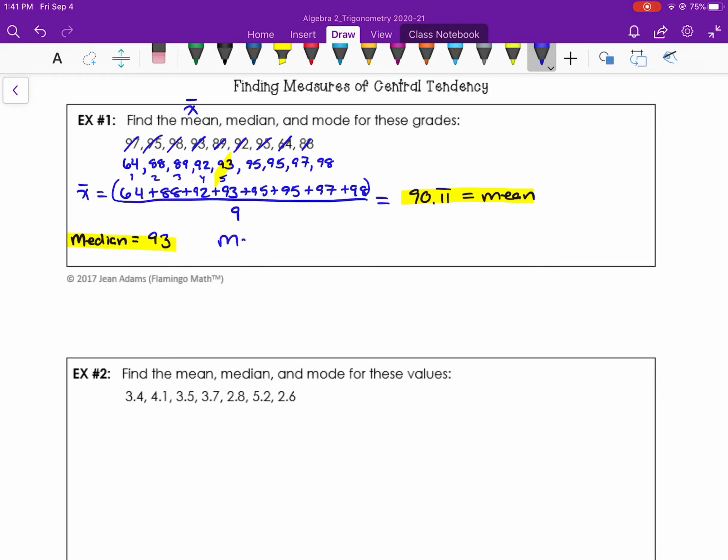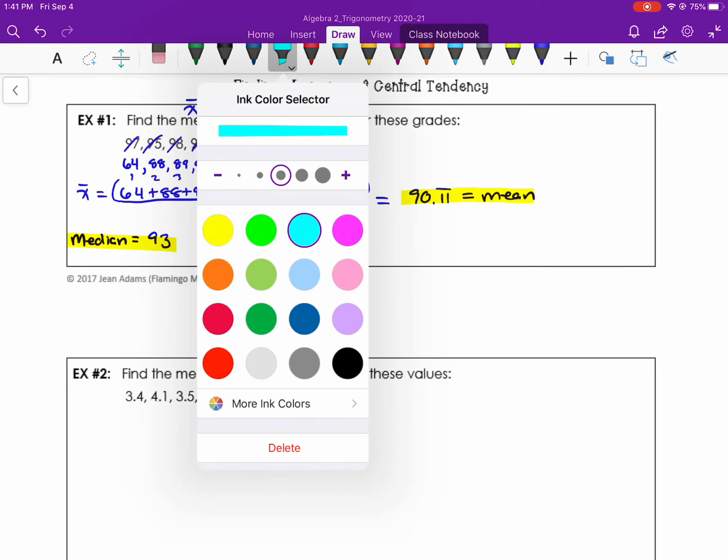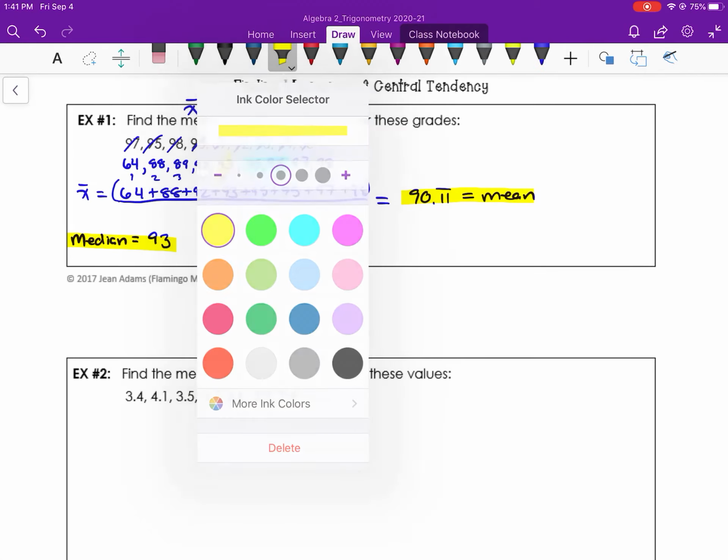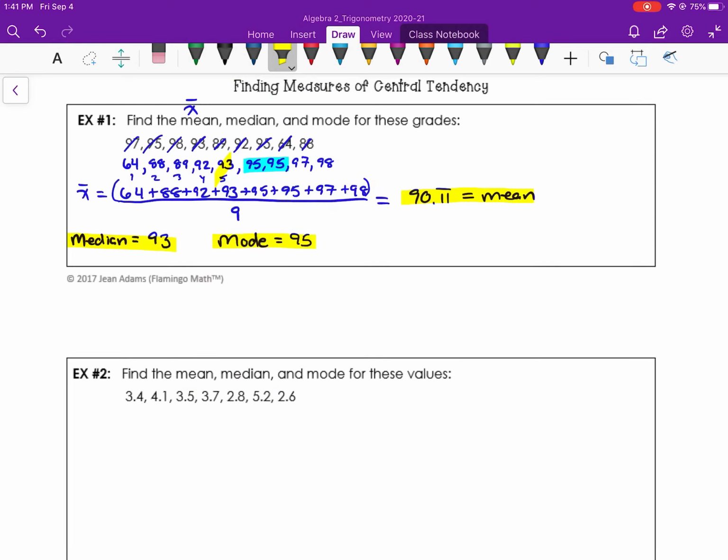And our last part is our mode. The mode is the number that comes up the most. So in this one, the only one that repeats is 95. So we have 95 two times, so that means 95 is the mode. Okay, not too bad. Done this stuff in previous classes or previous years.